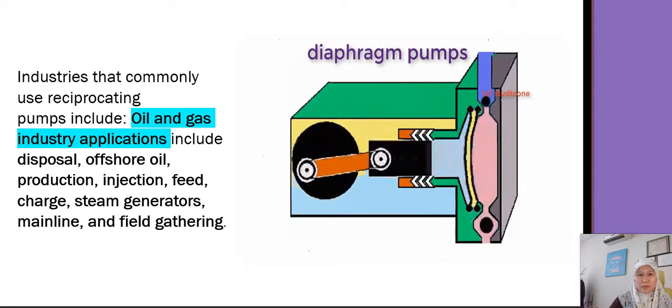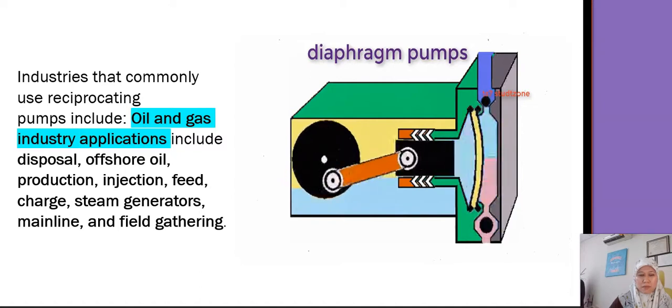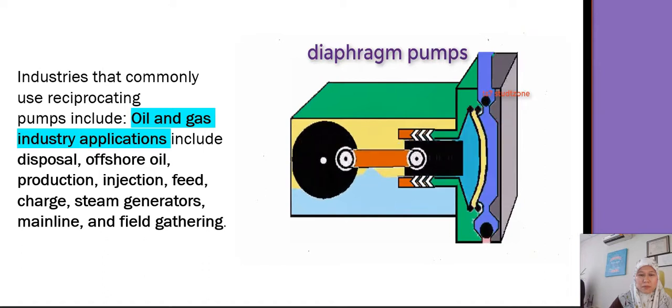In a diaphragm pump the plunger pressurizes hydraulic oil which is used to flex a diaphragm in the pumping cylinder. Diaphragm pumps are used to pump hazardous and toxic fluids.